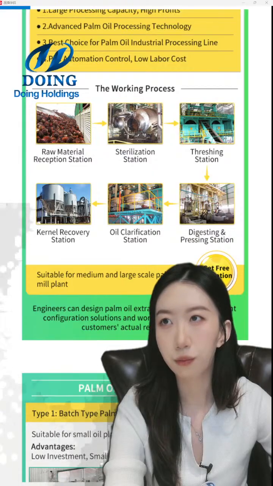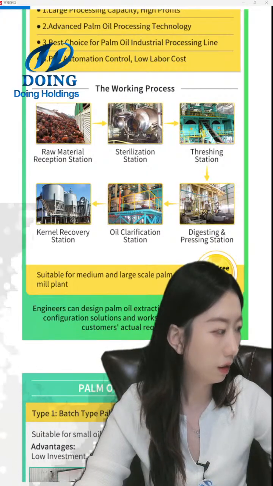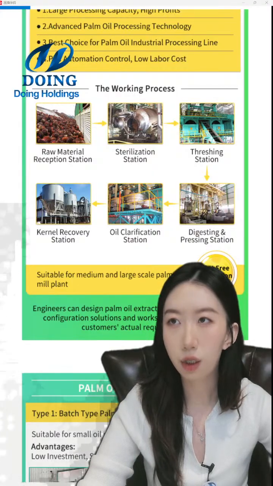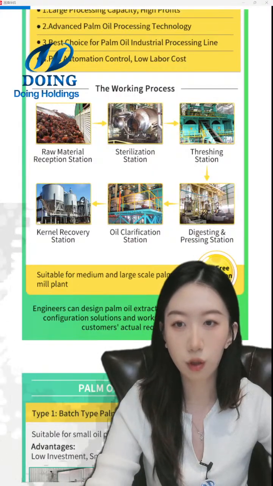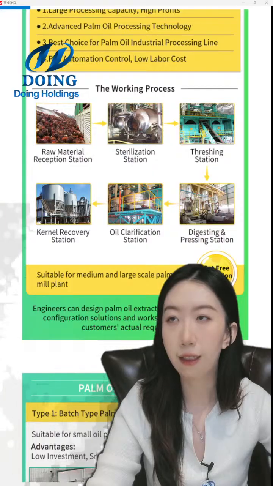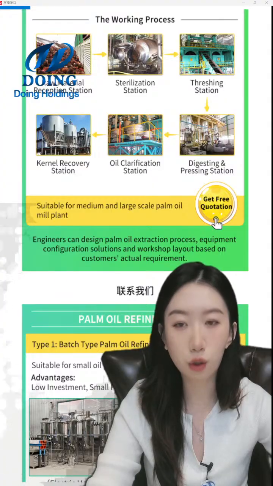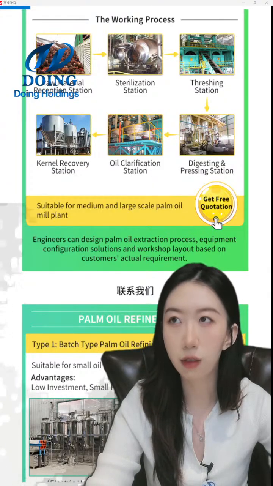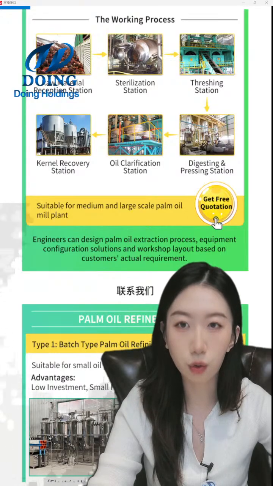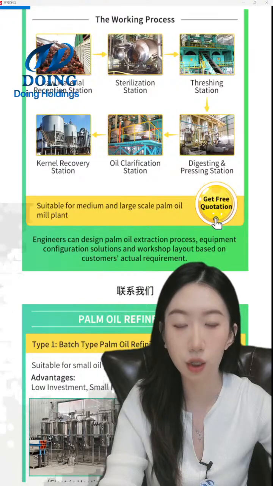There are many threshers. In the thresher, the palm fruit will be removed from the palm fruit bunches and then transported to the digesting and pressing station. First, destroy the structure of the palm fruit and then force it down to the presser to press out the internal oil. It can be stored for a longer time.